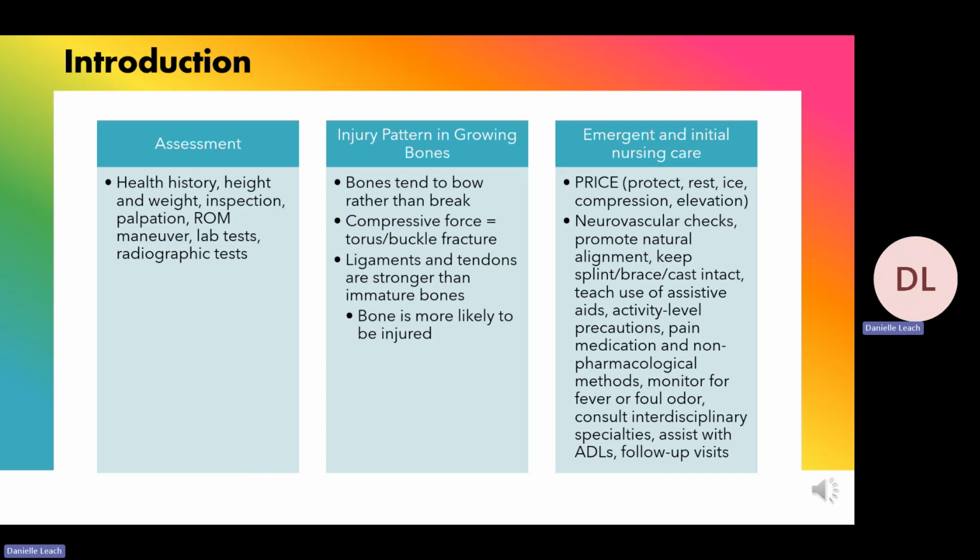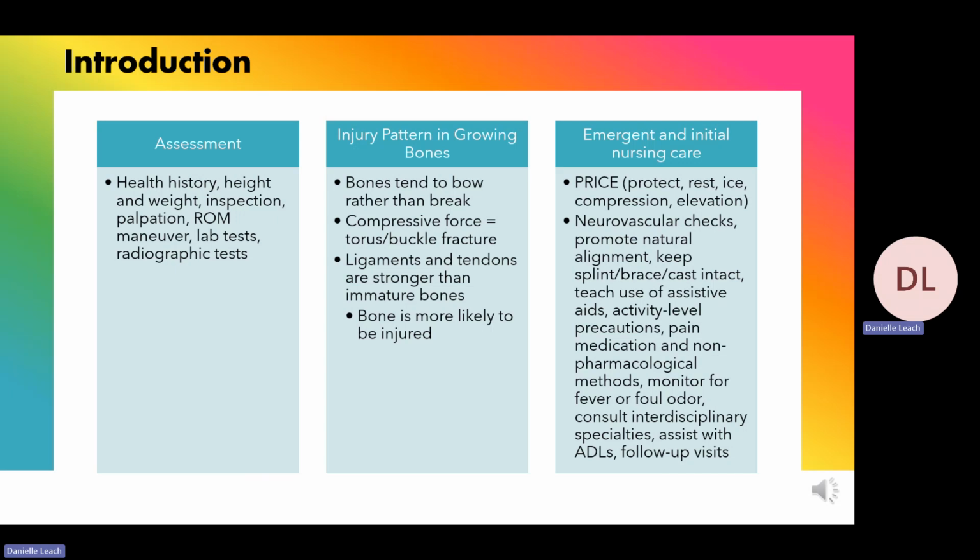We also want to be doing neurovascular checks, so things like checking for sensation in the affected extremity, if it's an extremity, checking for things like cap refill, pulses, can they move their extremity or whatever it is that is hurt. We also want to promote natural alignment, so we don't want to have them laying in the bed, say on their side on their broken leg.